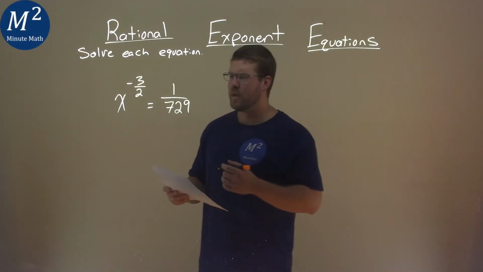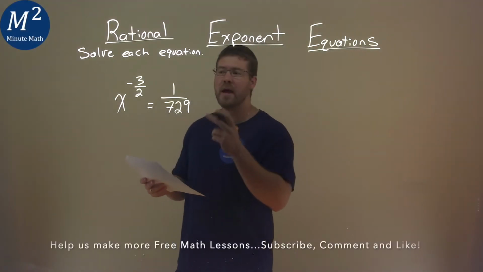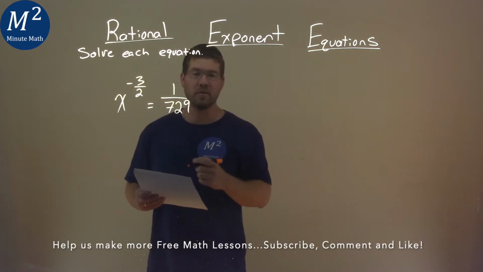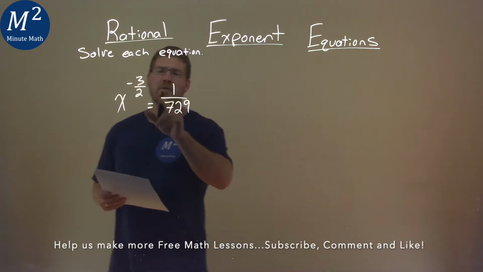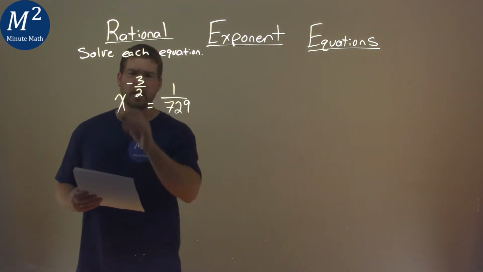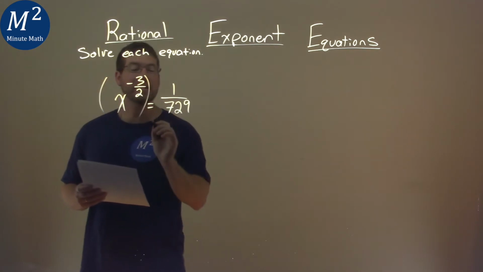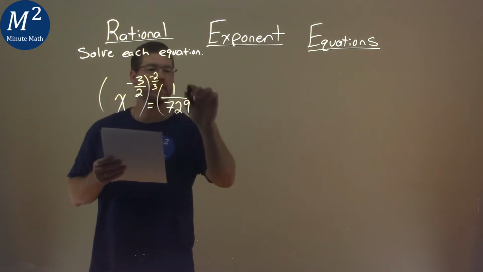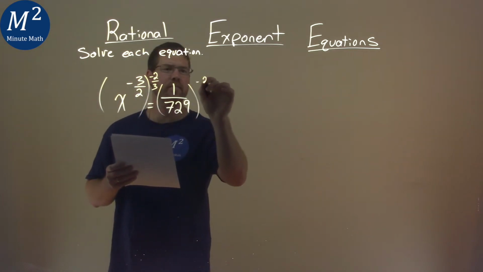We're given this problem right here: x to the negative 3/2 power equals 1/729, and we've got to solve this. Well, we start with our exponent here over the x, the negative 3/2. I'm going to raise both sides to a negative 2/3 power. Make sure it goes to both sides.